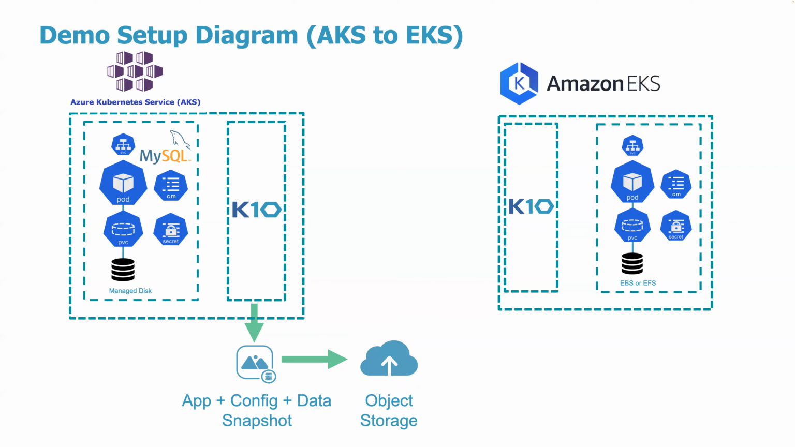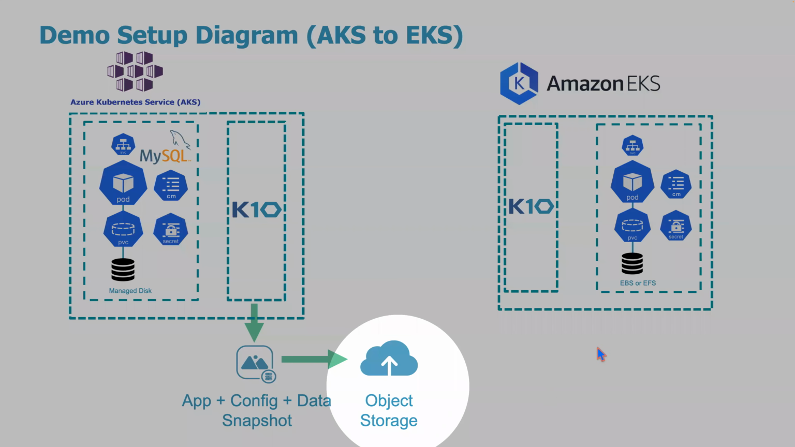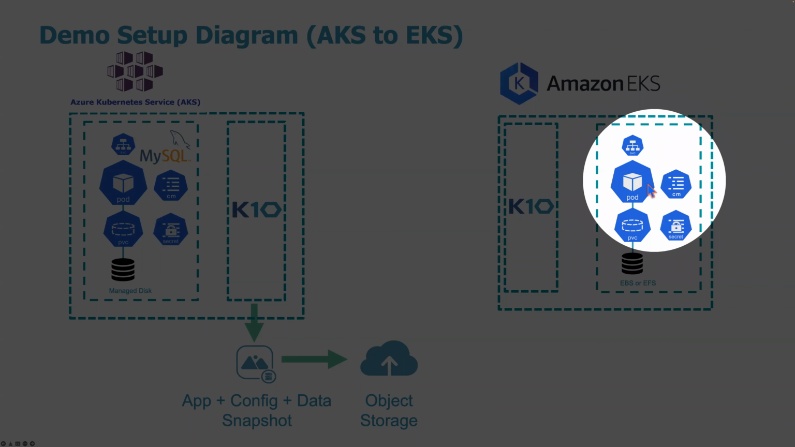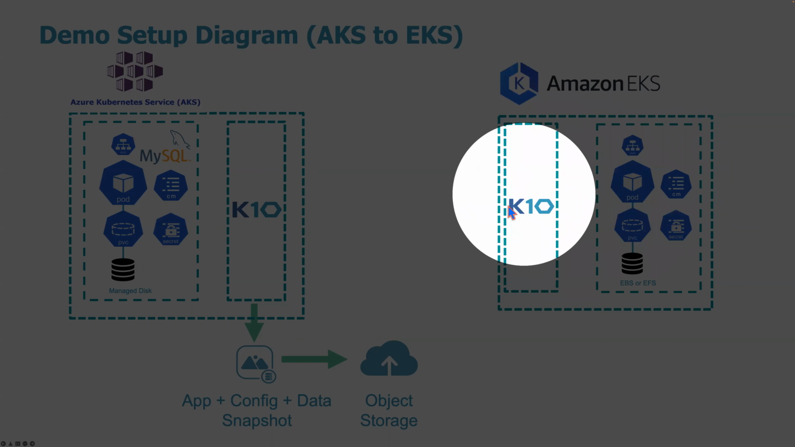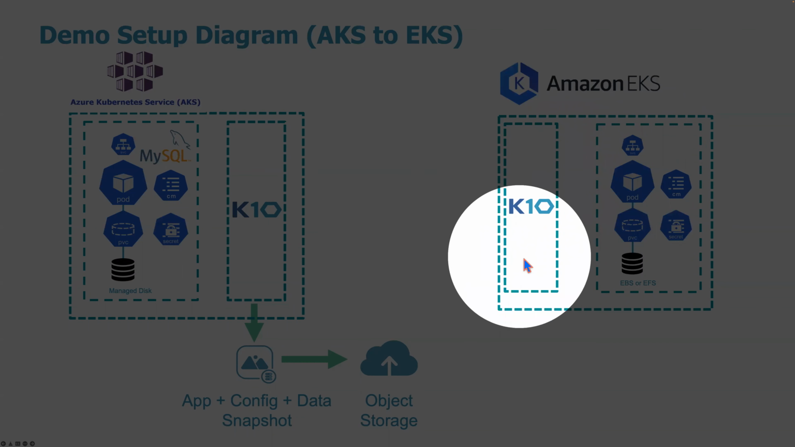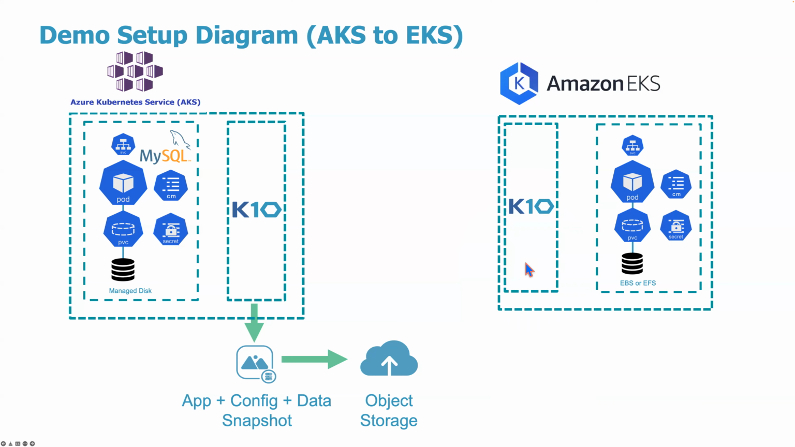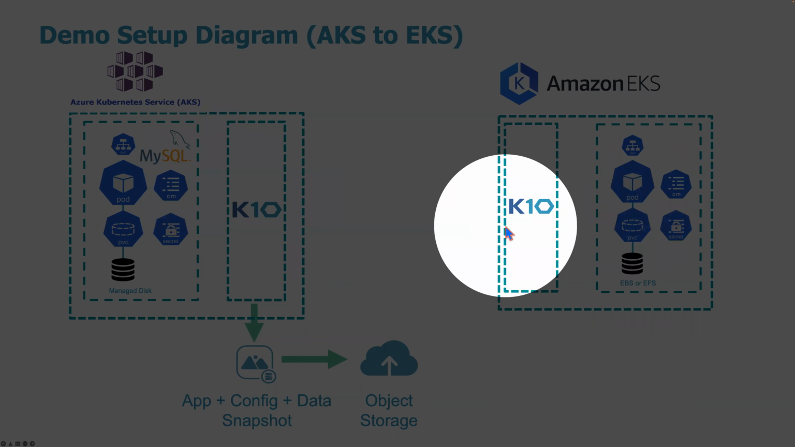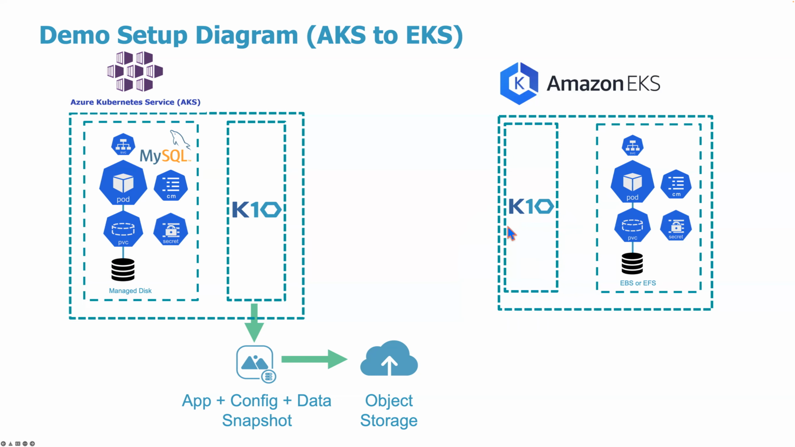So now on the right-hand side, I got the Amazon EKS cluster running here. You might have noticed I don't have a MySQL application, but I also have Kasten K10 installed. We just did the installation a few minutes ago. So now how can I quickly migrate my MySQL application to the target cluster? All you need to do is configure another policy, do the import.